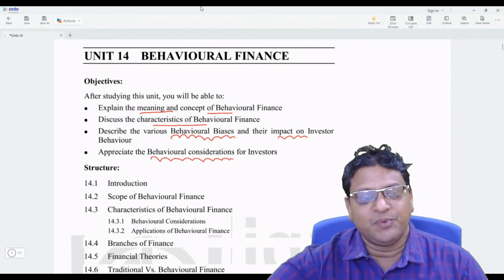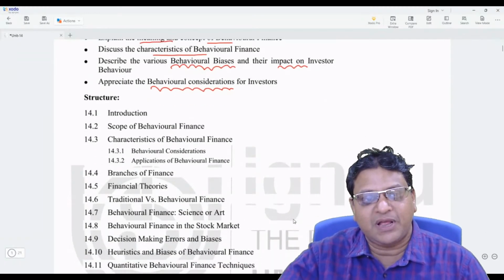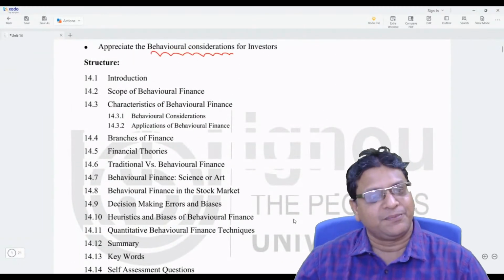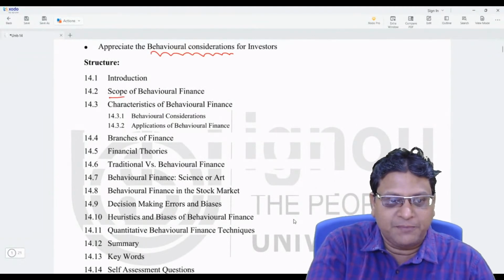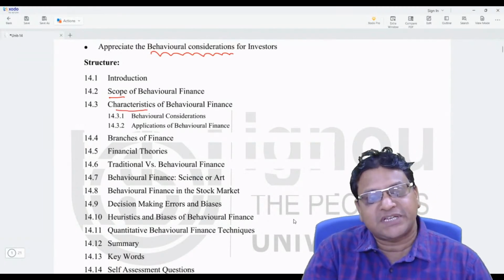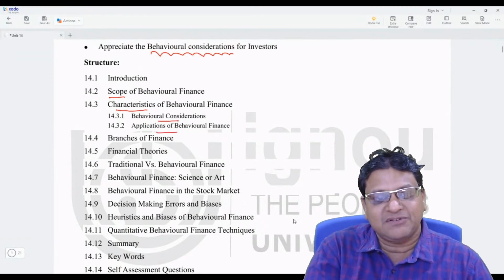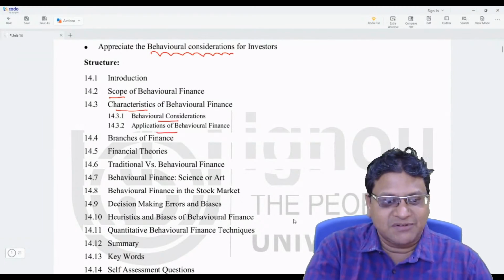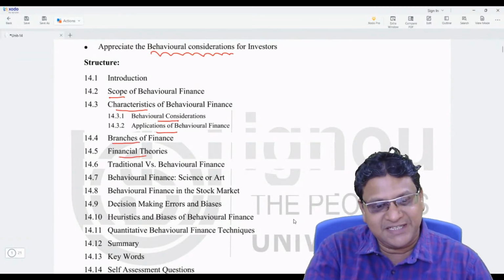Let me first tell you what will be the structure of our discussion. First, I will give an introduction to behavioral finance. Next, we will discuss some scope of behavioral finance. Next, characteristics of behavioral finance. In that context, we will discuss behavioral consideration and application of behavioral finance. We will discuss branches of behavioral finance. We will discuss some financial theories.